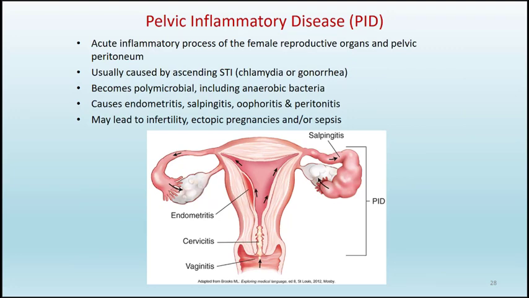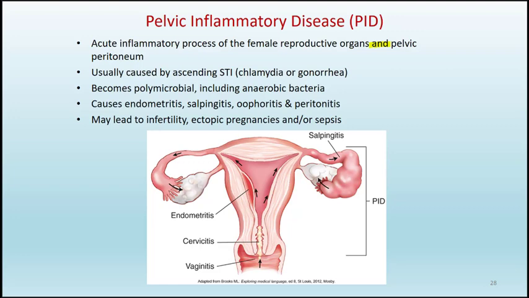Okay, and one of the last topics to discuss is called pelvic inflammatory disease, which we've already spoken about briefly. We spoke about how with certain conditions such as chlamydia and gonorrhea, the bacteria can ascend and it can end up infecting the pelvic region of a female. And so it's defined as an acute inflammatory process of the female reproductive organs and the pelvic peritoneum. Specific organs that are affected with this disease include the uterus, the fallopian tubes, and the ovaries from this infection.